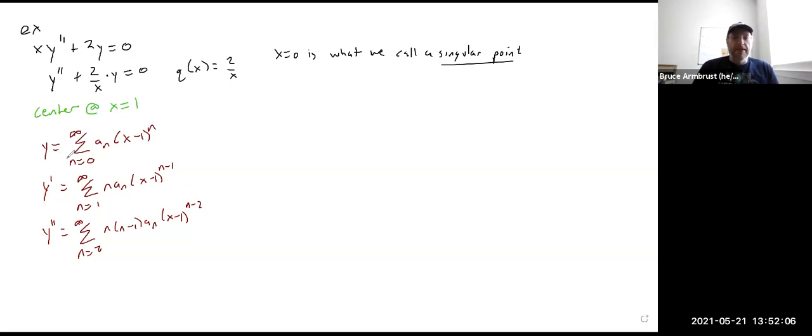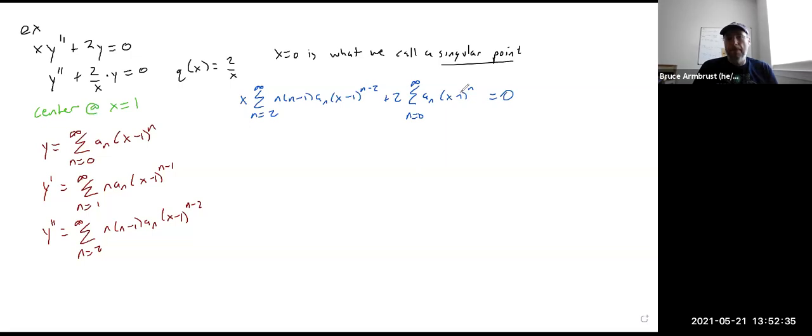All right, well, now that we've got this, we're going to go ahead and plug them into the equation like we've done every other time. So we're going to get x times the sum from 2 to infinity, n times n minus 1, a sub n, x minus 1 to the n minus 2, plus 2 times just the plain old y. So that's the good old starting one. And again, we want that to equal 0.